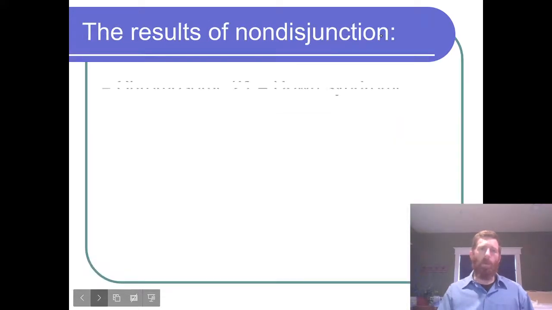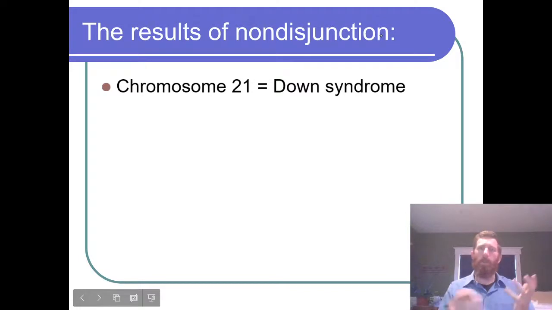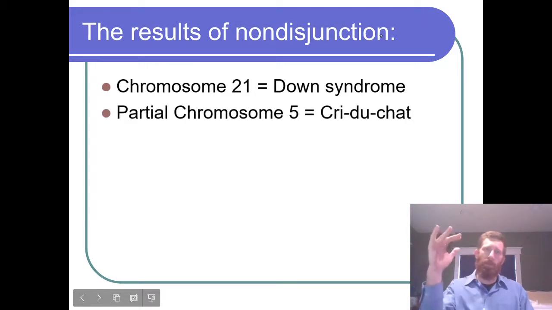All right, so we have a couple results of non-disjunction. We're going to deal with the autosomes first. If a person has an extra chromosome 21, they have Down syndrome, and we'll go through these more in detail. This is just a pre-organizer for what we're going to talk about.